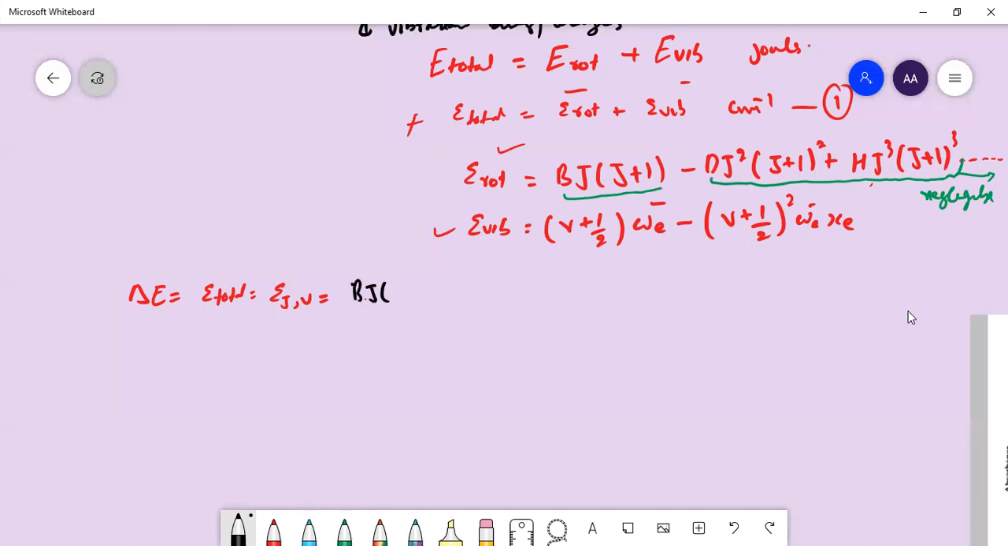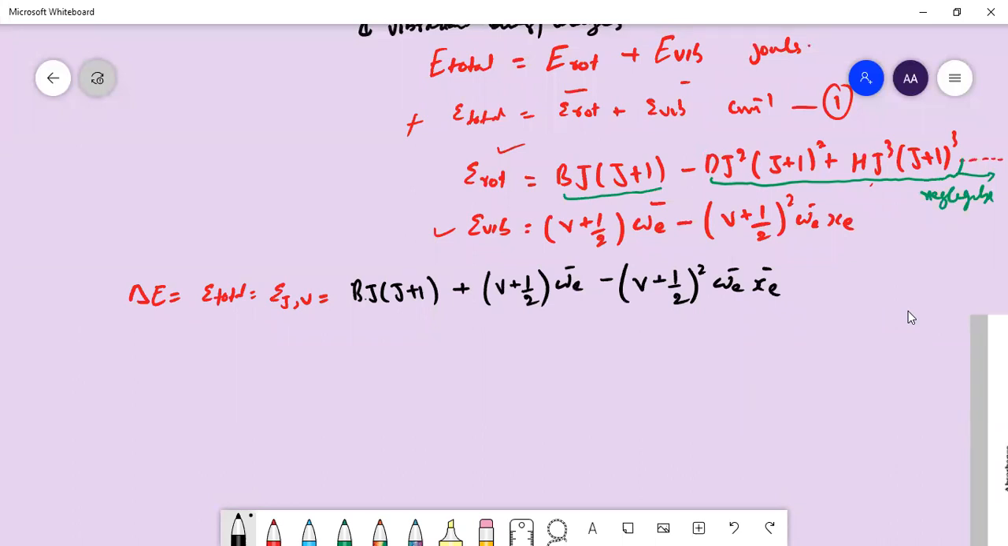BJ(J+1) plus (V + 1/2) ω̄e minus (V + 1/2)² ω̄e xe. So this is the equation for the total energy of a vibrating, rotating diatomic molecule.